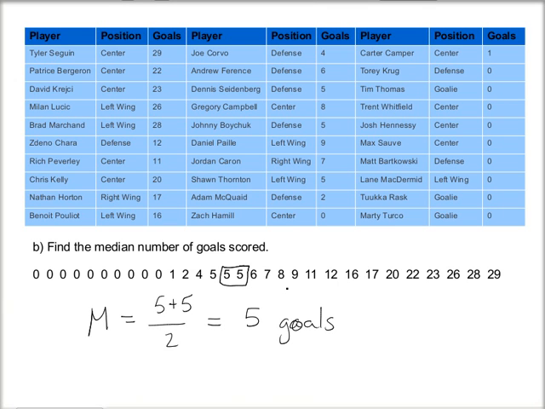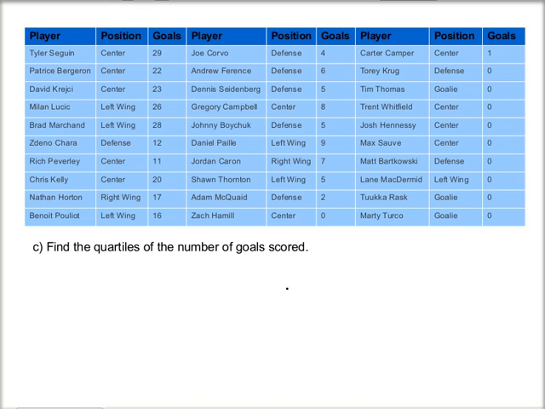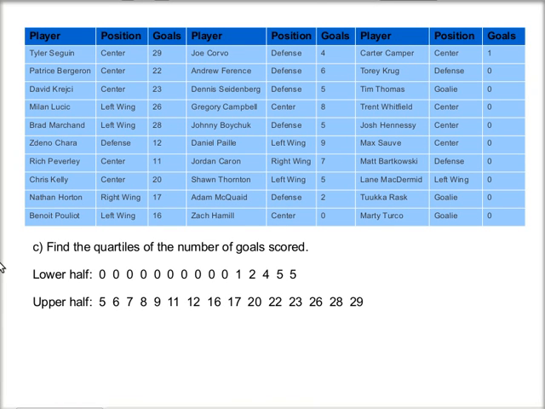So there's my median. And for part C, we want to find the quartiles of the number of goals scored. So first I'm going to divide the observations into two halves. The lower half will be the first 15 observations, and the upper half will be the next 15 observations. So here those are, and I've split it between those two 5s that I used to find the median. So now I need to find the median of each of these halves.